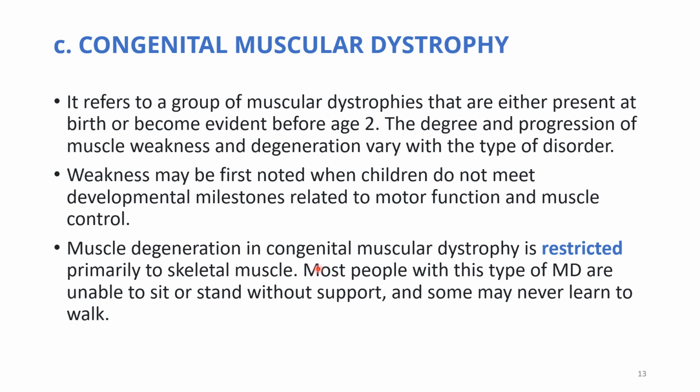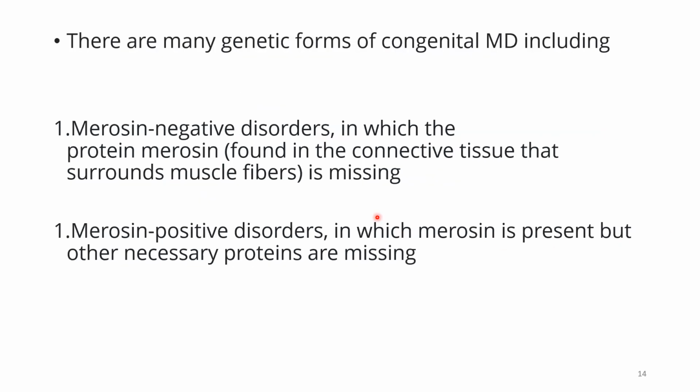Muscle degeneration in congenital muscular dystrophy is restricted primarily to the skeletal muscles. Most people with this are unable to sit or stand without support, and some may never walk. There are many genetic forms of congenital MD. They include merosin negative disorders, in which the protein merosin, that is laminin 2, is missing.